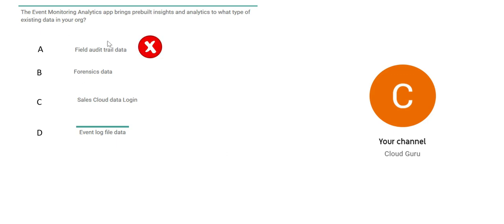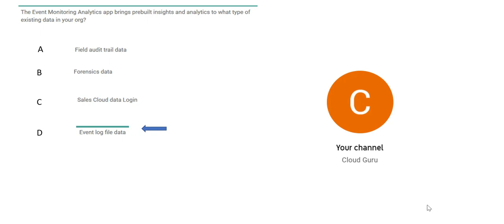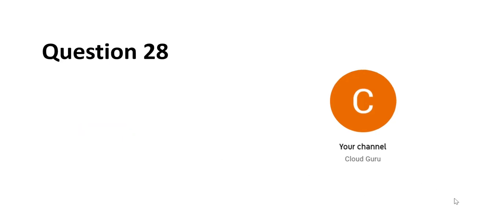So this is wrong. B talks about forensics. In an IT system, there is nothing called forensics data. Everything is audit kind of data. So B is wrong. C talks about Sales Cloud data login. So C is wrong because it will not log the event monitoring stuff; that is logged in the event log file. So this is the right answer. Let's move forward. Let's look at question 28.